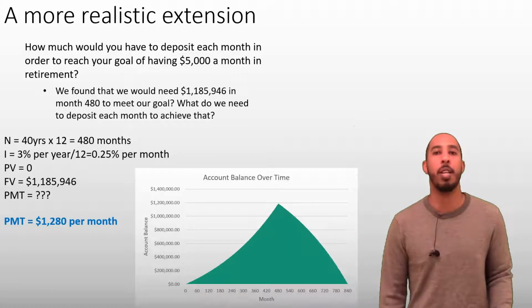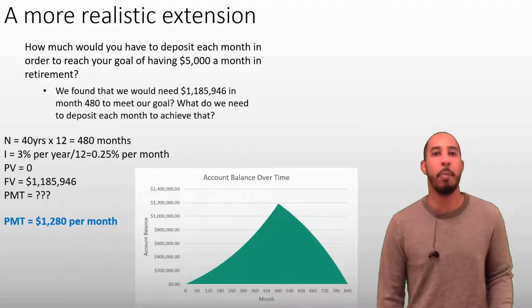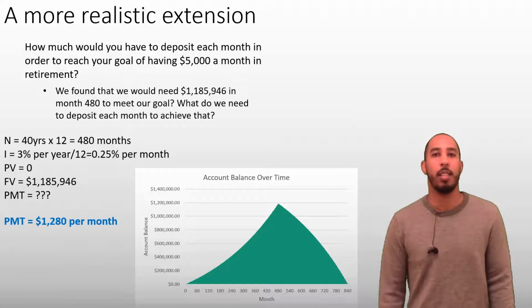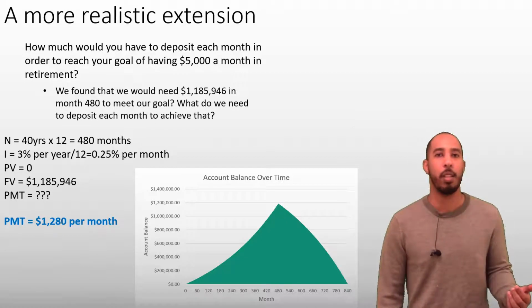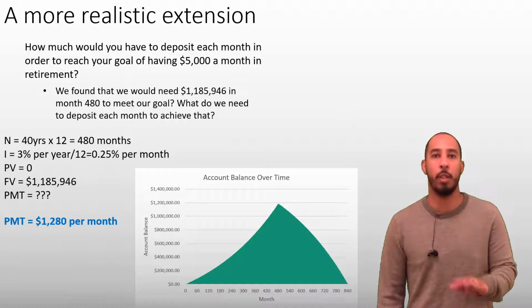That means if I deposit $1,280 per month into the account, I'll have the $1,185,000 at the retirement date that I need, and I'll be able to withdraw $5,000 a month from it. The situation would look like this chart here. We spend 40 years building up the account balance with our deposits, and then once we retire, we draw it down with our withdrawals.